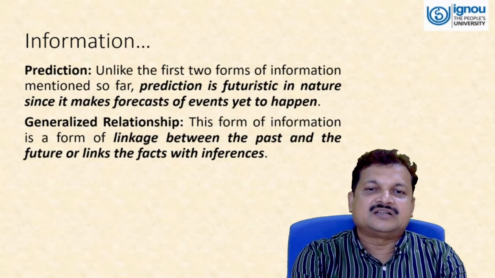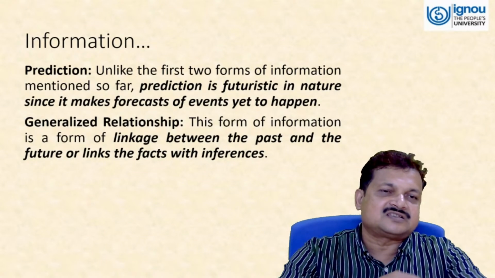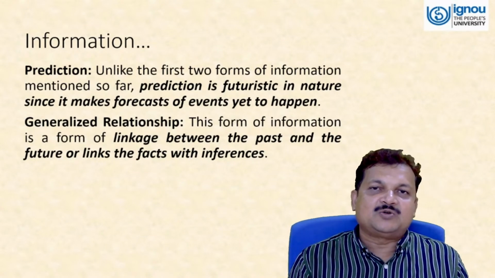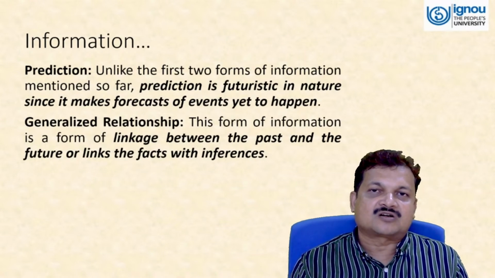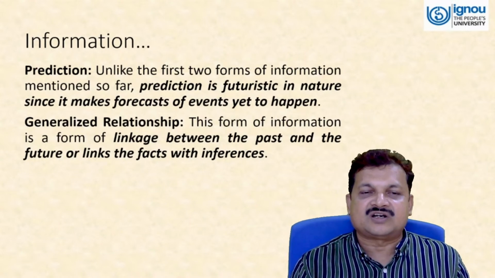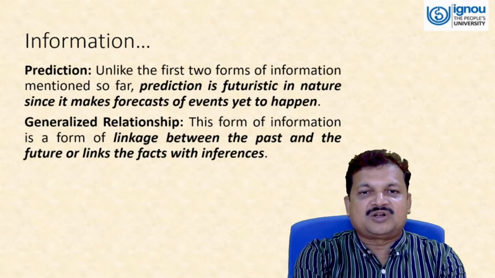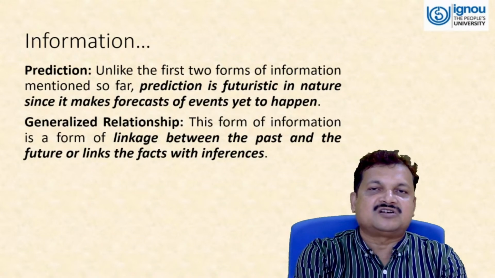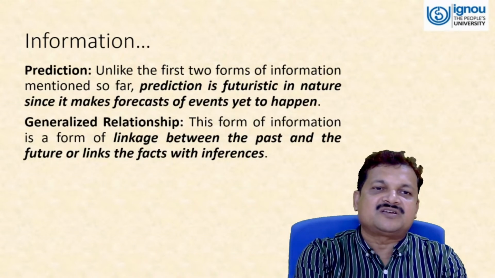Generalized relationship. This form of information is a linkage between the past and the future that links facts with reference. Like, we can say there were drastic changes during the COVID-19 situation. During the pandemic, we cannot say what the product sales will be, except for FMCG, because these are essential commodities. People are definitely going to purchase whatever the circumstances may be. But when we talk about durables or high engineering products, that is based on discretionary income. So when customers have more discretionary income, they can invest in more products. Otherwise, they cannot.